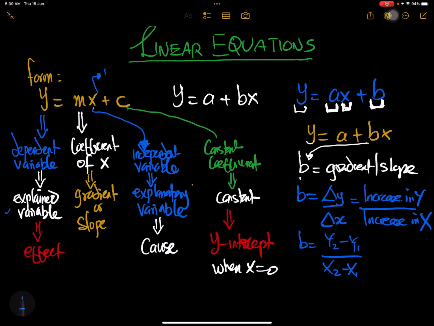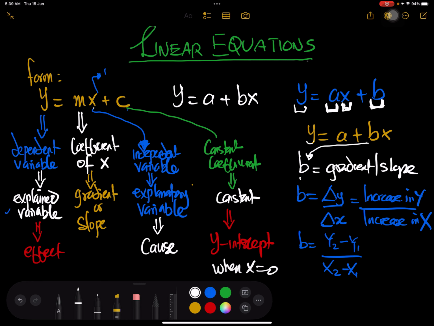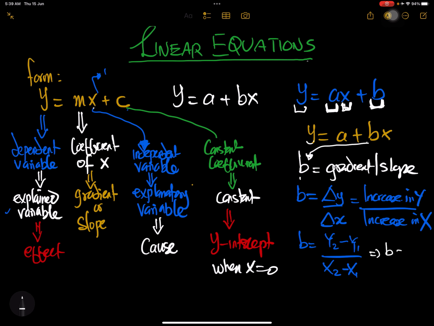So first we have to find the slope. To be able to find a linear equation, we find the slope or the gradient first. Once we find the gradient, we plug it in. I'm just using examples here. We'll take a real example. Let's say that we work out the b and we're able to get b to be, let's say, 2.